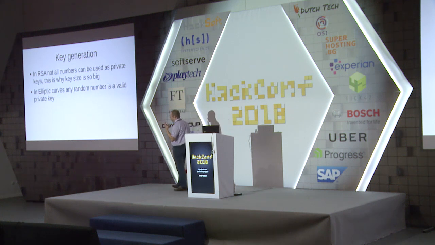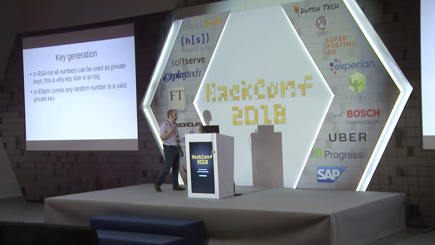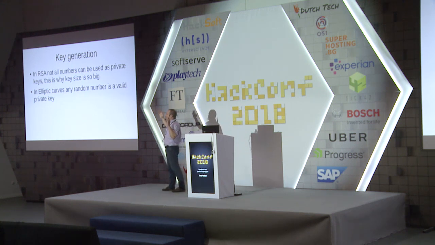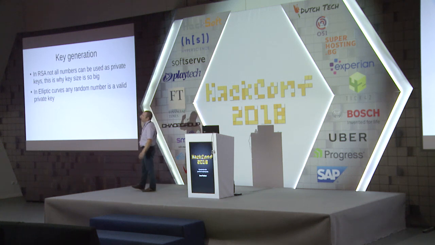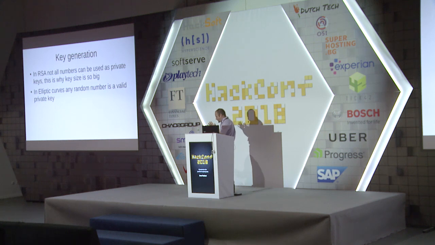Actually, the numbers must have some really specific properties, like to be prime numbers, etc. Actually, to generate a proper private key for RSA is a challenge by itself. So that's why RSA's key size is so big, because not all the numbers are good for encryption. In AES or in elliptic curve, any number, except 0, of course, is a good private key, and you can use it. So this is just general understanding about the cryptography, so about the public key cryptography.